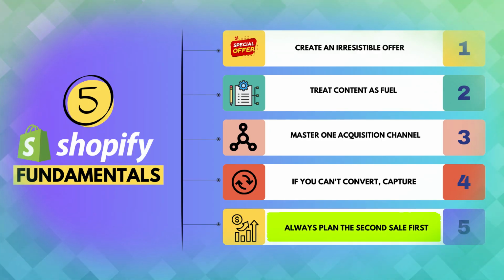Fundamental 5. Always plan the second sale first. This is where the real money is made. The Shopify stores that scale understood one thing. You don't make profit on the first sale. You make it on the second, third and fourth. If you spend $100 to acquire a customer and they only buy once, you are barely breaking even. But if they come back and buy again, that's pure profit. You are already paid to acquire them.